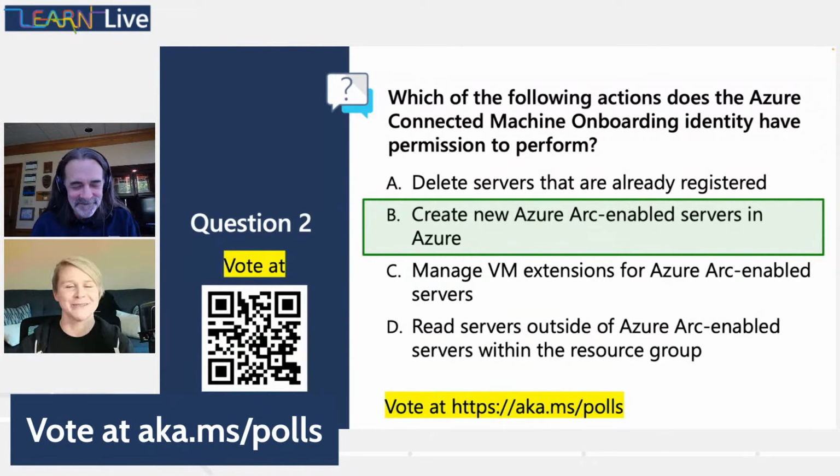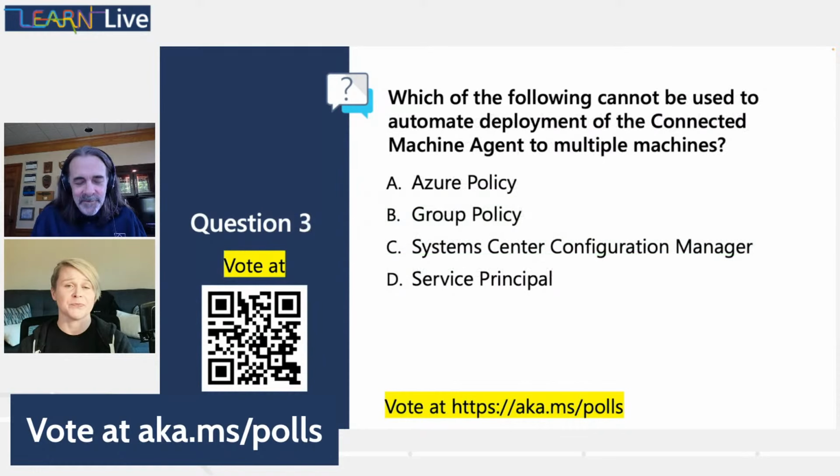Create new Azure Arc-enabled servers. These are so easy. Hopefully number 3 will challenge us. There you go. All right. Which of the following cannot be used to automate deployment of the connected machine agent to multiple machines?